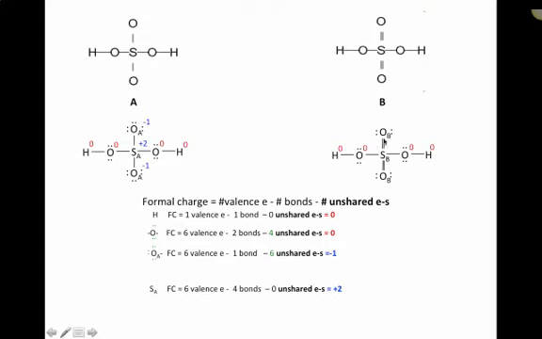However, let's go over here and look at structure B and the oxygens attached to the sulfur in structure B. It has a double bond and two lone pairs. If we look at the formal charge there, 6 valence electrons minus 2 bonds, and the 2 pairs we're going to count as individual, so 4 unshared electrons. So 6 minus 2 minus 4 is 0, so these oxygens have a formal charge of 0. Now let's look finally at the sulfur in this structure. It has formal charge of 6 minus 6 bonds, as you see those 6 lines, minus no unshared electrons, so this has a formal charge of 0.